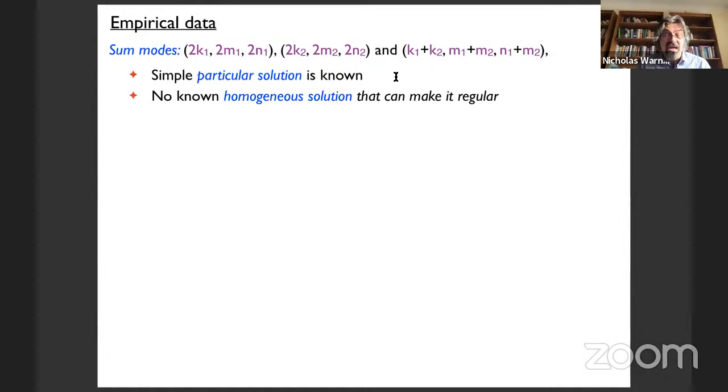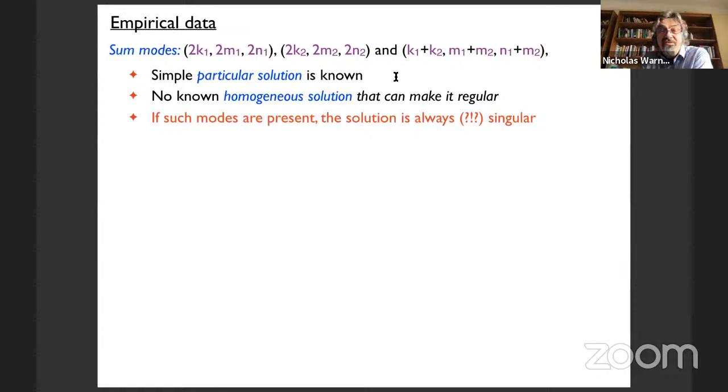It's very compact. It's very simple, but the dr always has a 1 over r in it, or the d theta always has a tan or a cotangent to theta, so it's bad. And so we conclude that if such modes are present, the solution is always singular. We don't know that as a theorem. We just could never find a homogeneous solution. Regular, and Stefano and I spent a long time trying to figure out whether we could do it. And the answer is you can't. Well, we couldn't. Doesn't prove the result, but I'm pretty confident there's no smooth solutions to these sum modes.